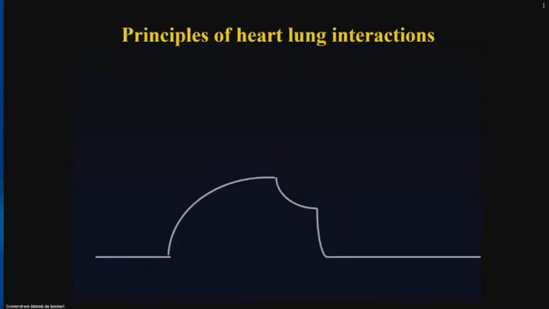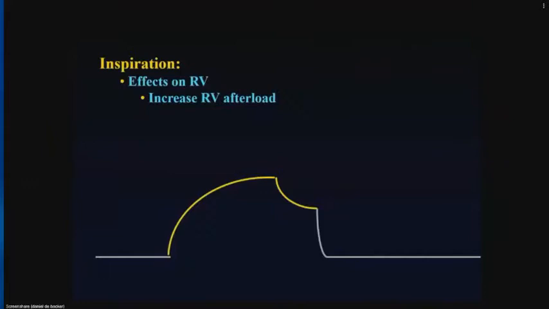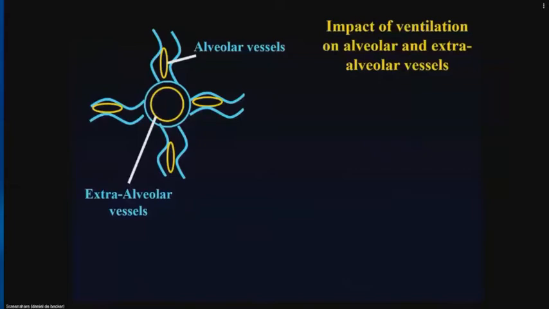So the principle is that, of course, ventilation will induce cyclic changes in intrathoracic pressure, and that these changes will affect, again, the left ventricle, the right ventricle, and the preload and afterload of these ventricles. So during inspiration, there is an increase in the right ventricle afterload. And of course, this may decrease the cardiac output or stroke volume of the right ventricle. The impact of ventilation on the right ventricle afterload is somewhat dependent on the tidal volume of our patients, and we will discuss this by these relatively old physiologic data.